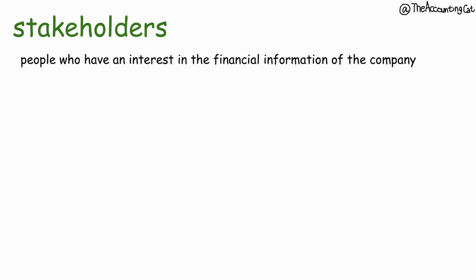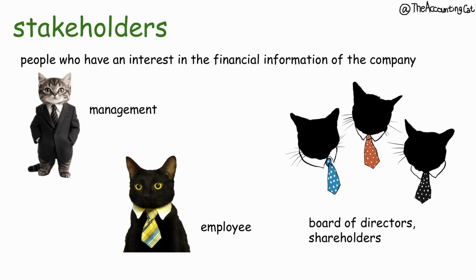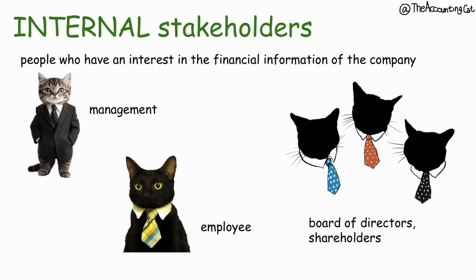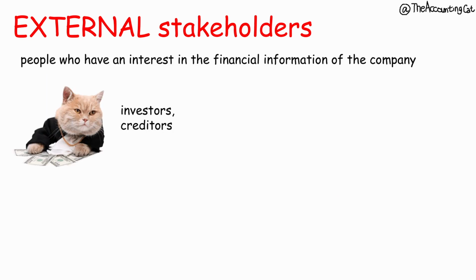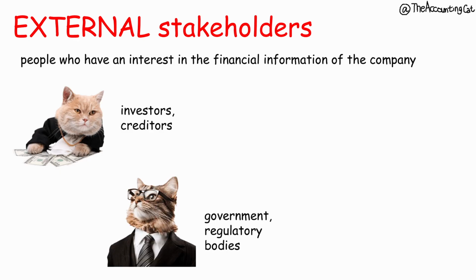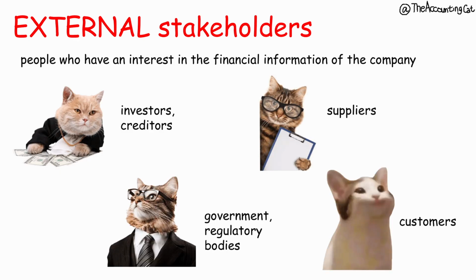Let's look at stakeholders in greater detail. Stakeholders are people who have an interest in the financial information of the company. These people include the management, the employees, and the board of directors and shareholders. We can classify this group of people as internal stakeholders. Who could be the external stakeholders then? External stakeholders include investors and creditors, government and regulatory bodies, suppliers, and probably you, the customers.